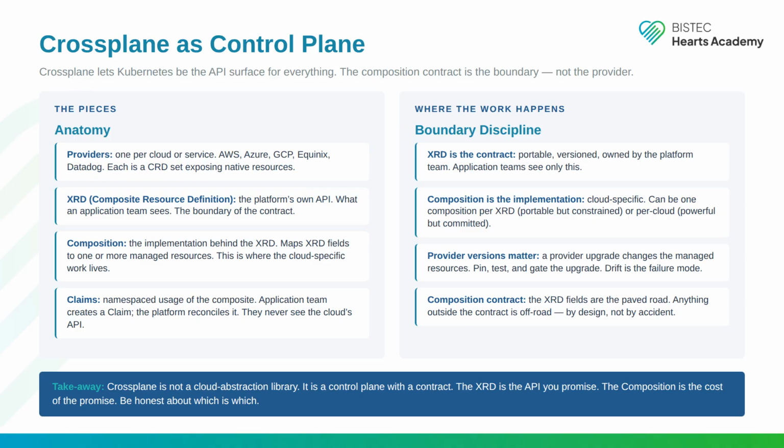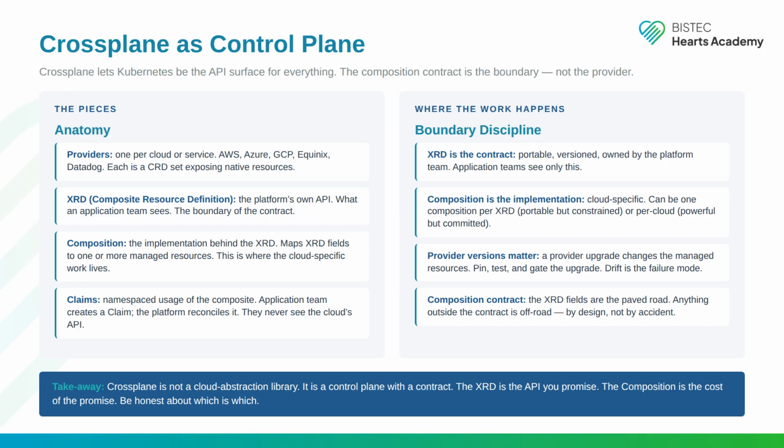XRD, composite resource definition, the platform's own API. What an application team sees. The boundary of the contract. Composition, the implementation behind the XRD, maps XRD fields to one or more managed resources. This is where the cloud-specific work lives.